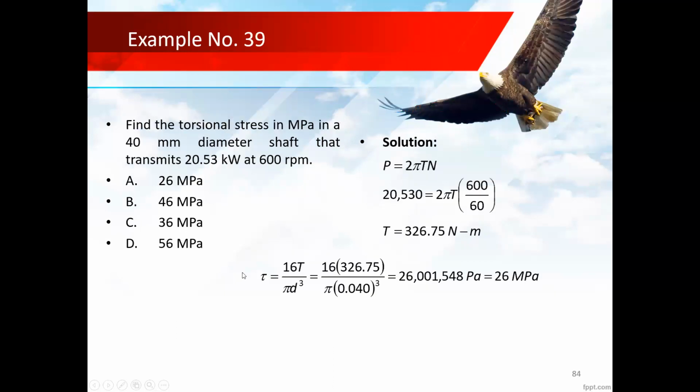Example 39: find the torsional stress in megapascals in a 40 mm diameter shaft that transmits 20.53 kilowatts at 600 RPM. The power is 2 pi T n, or 20,530 is 2 pi times T times 600 over 60. So T is equal to 326.75 Newton-meter. Then the torsional stress is 16T over pi d cube, or 16 times 326.75 divided by pi divided by 0.040 cube, or 26,000,001 Pascal, or 26 megapascal, letter A.